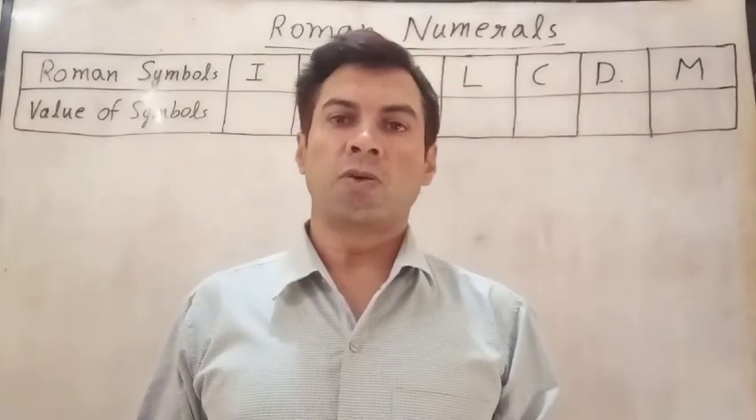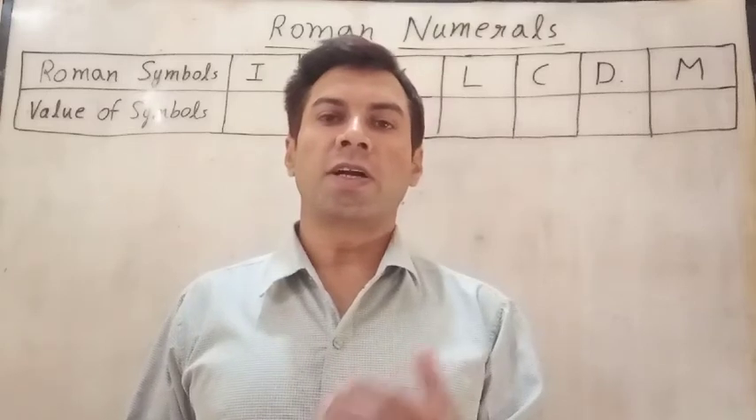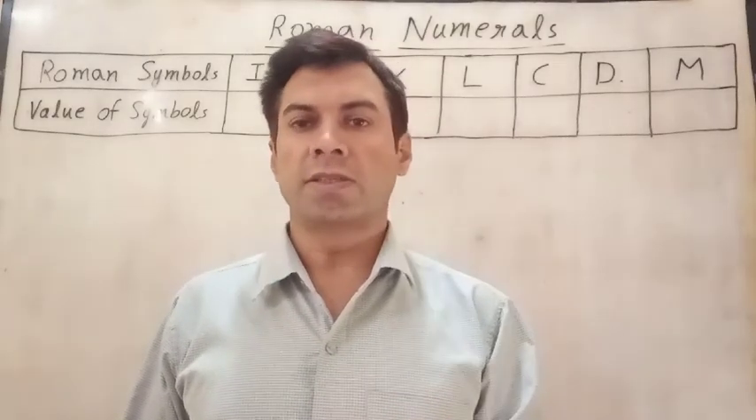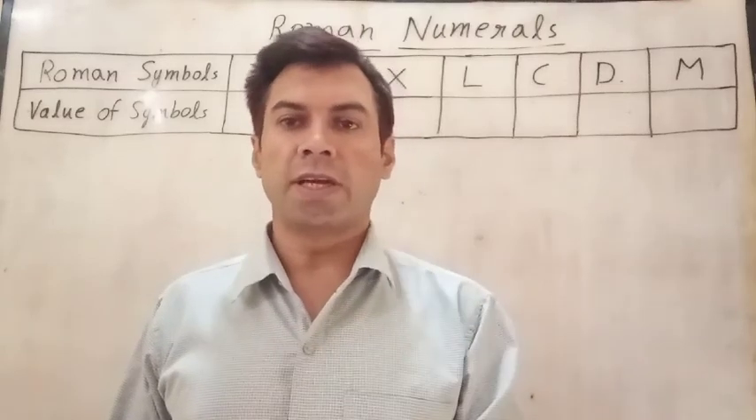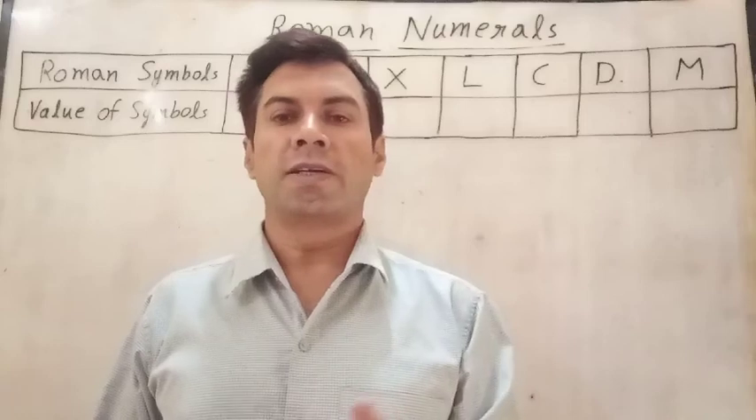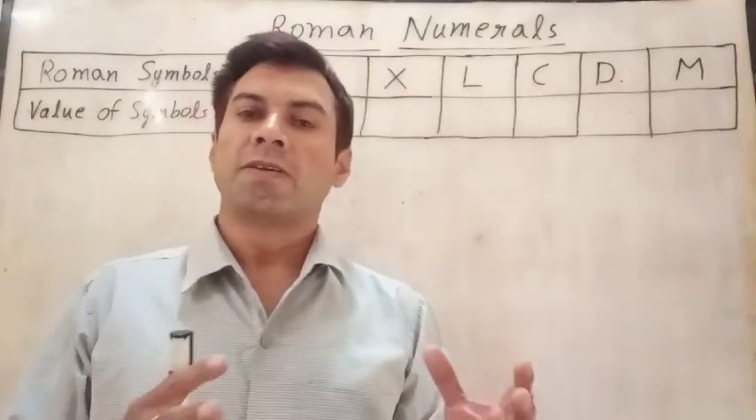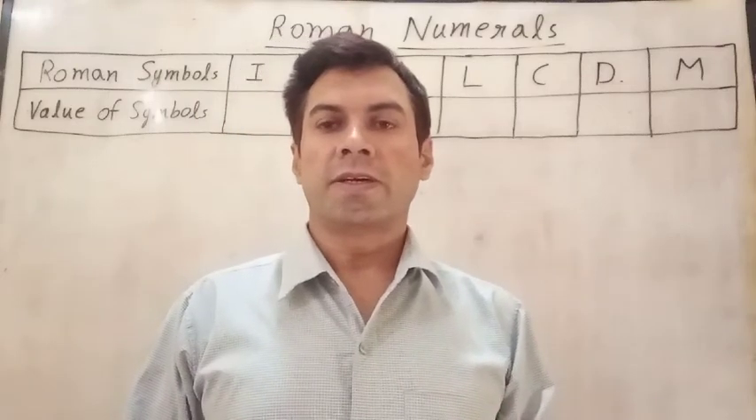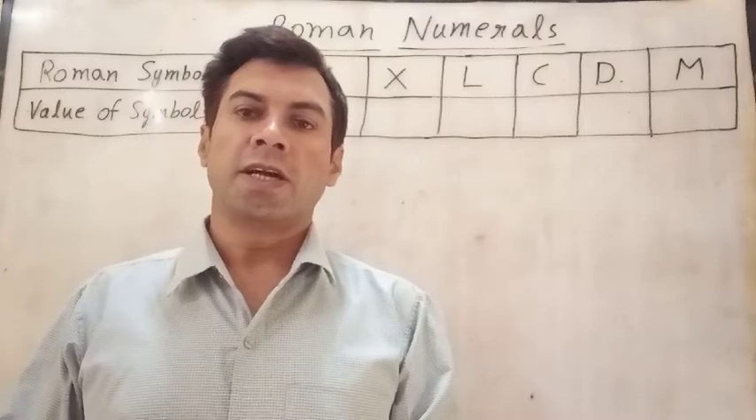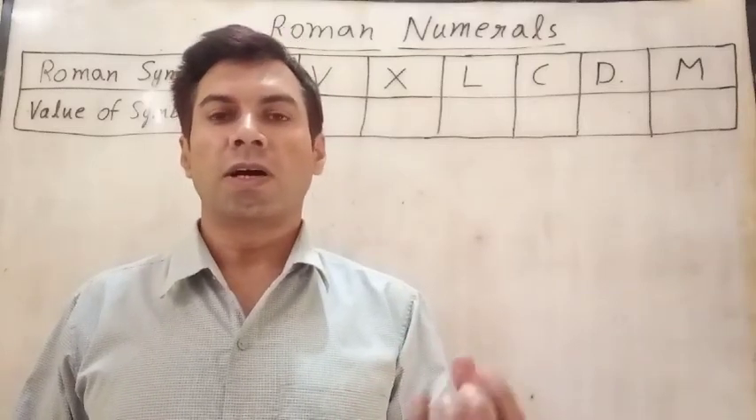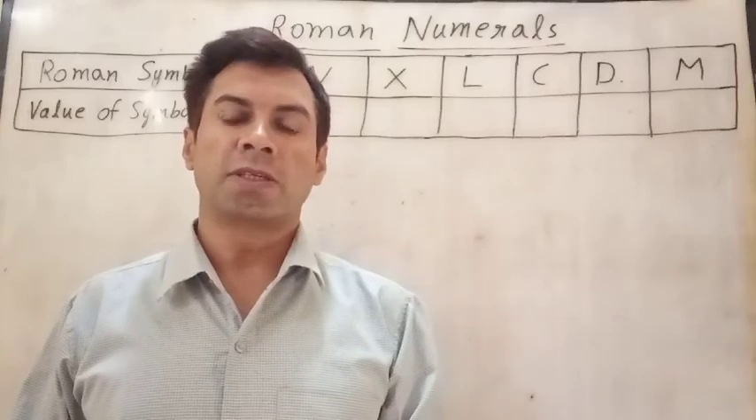Today I will explain Roman numerals. Before starting Roman numerals, let's understand what Hindu Arabic numerals are. In our number system we use 10 digits, 0 to 9, to represent all the numbers. People in ancient India developed these numbers, and Arabs spread them to other countries. That is why they are known as Hindu Arabic numbers or international numbers.